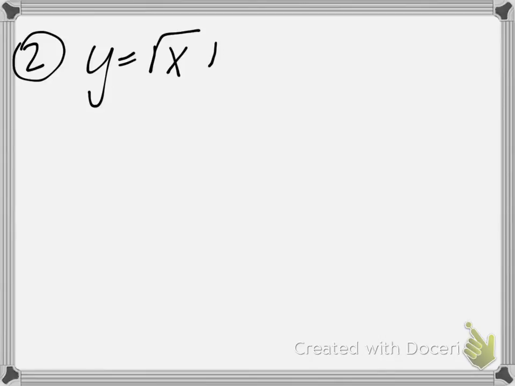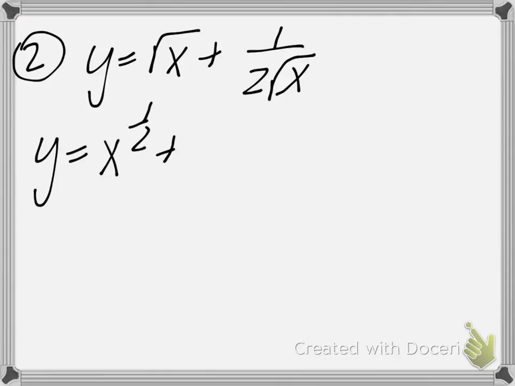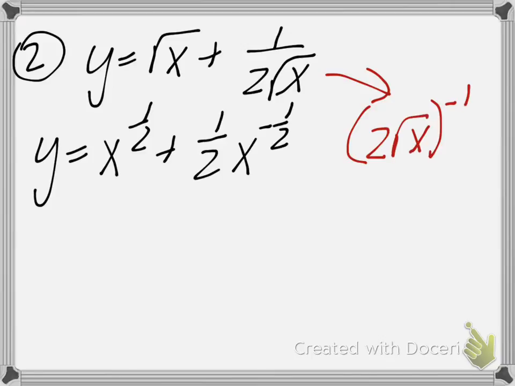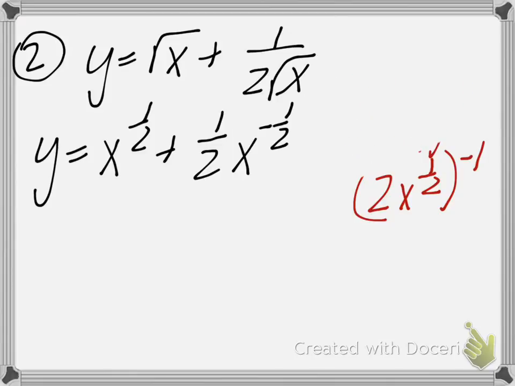Okay, I'm going to number 2. Okay, so first you have to change the form. I just want to point out that you could have changed this to 2 radical x all to the negative 1, which then would have been 2x to the 1/2 all to the negative 1. The problem is that if you do it that way, it's going to be really hard for you to figure out which of the choices it is. So I'm doing it the other way, because I know that way will work.